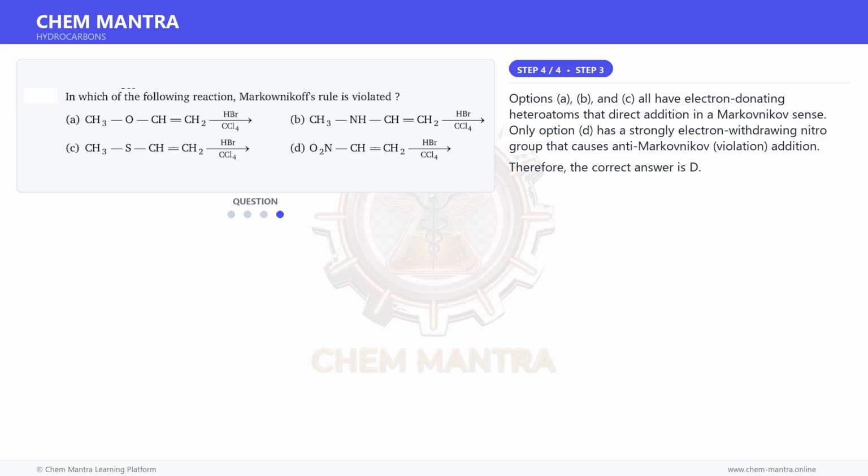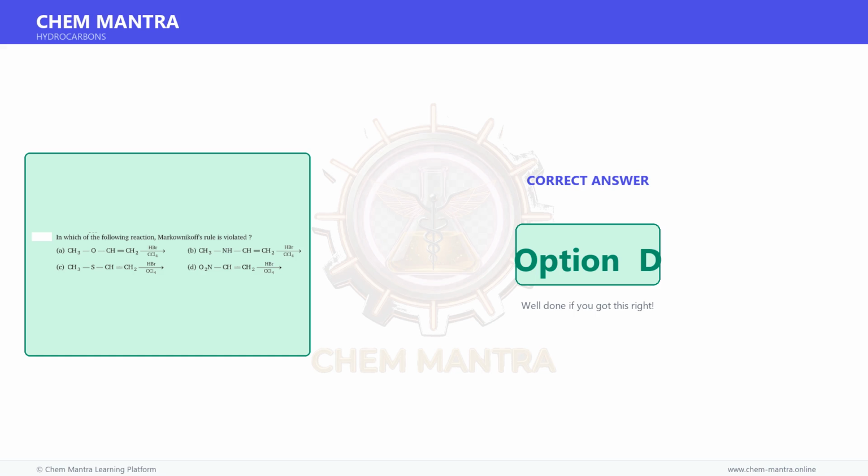And for the final step, options A, B, and C all have electron-donating heteroatoms that direct addition in a Markovnikov sense. Only option D has a strongly electron-withdrawing nitro group that causes anti-Markovnikov addition. Therefore, the correct answer is option D.